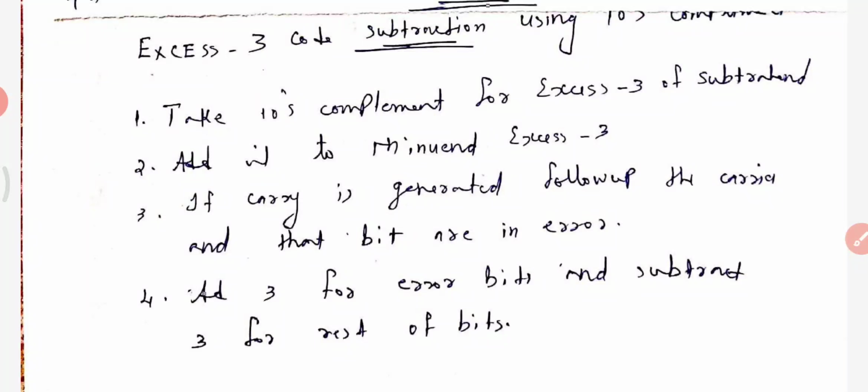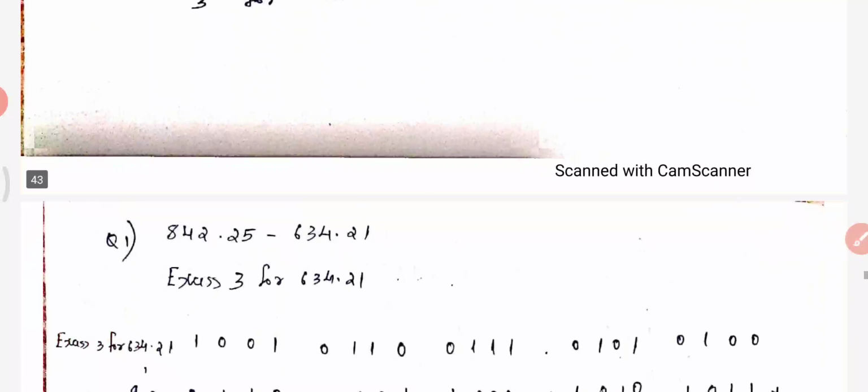If a carry is generated, carry it forward to the next group, and those groups are correct. Add 3 for the groups with a carry, and subtract 3 from the rest of the bits.